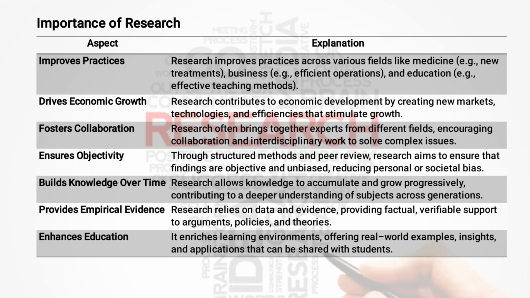Then the next is ensures objectivity. Students, we can say that research is designed to be objective, which means that it is focused on fact, not opinion or bias, right? Through careful methods and peer reviews, researchers ensure that findings are fair and based on evidence, not any personal beliefs or social pressures. This helps to make sure that the knowledge we gain through research is as accurate and unbiased as possible.